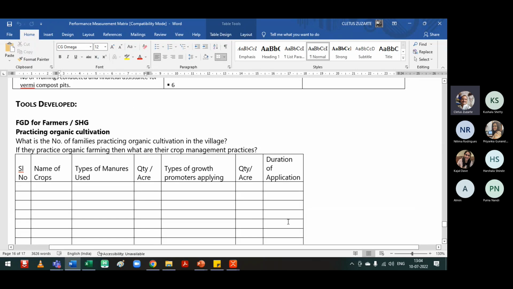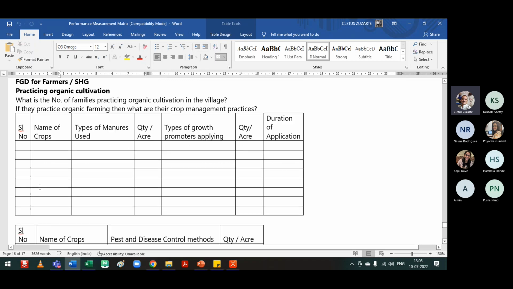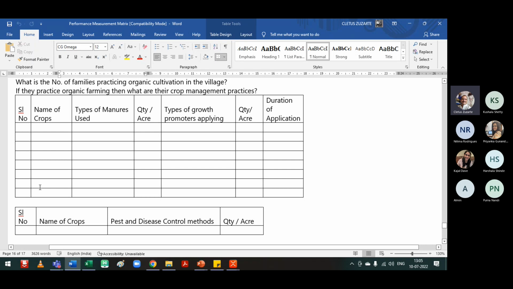Give me some examples. These are the actual tools that were developed within the context of a project. You can have tools of all types. This was a tool developed for focus group discussion for farmers. They looked at the number of families practicing organic farming, for example, and if they are preparing.